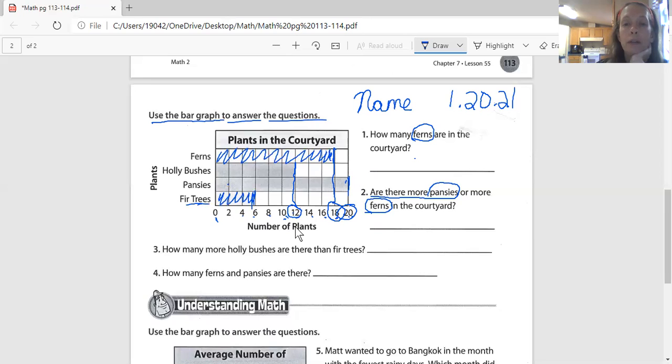So I can look right on my graph here. I can see that pansies comes all the way to the end. Ferns stops right here. So it wants to know, are there more pansies or more ferns? If you think there are more pansies, write the word pansies right here. And this is how you spell it. But if you think there are more ferns in the courtyard, write the word ferns right here. Okay? There's your box to fill in your answer. And your 2 choices are pansies or ferns. Give you a box up here for your number. Okay, give that a minute to write that in, and then we'll go on.